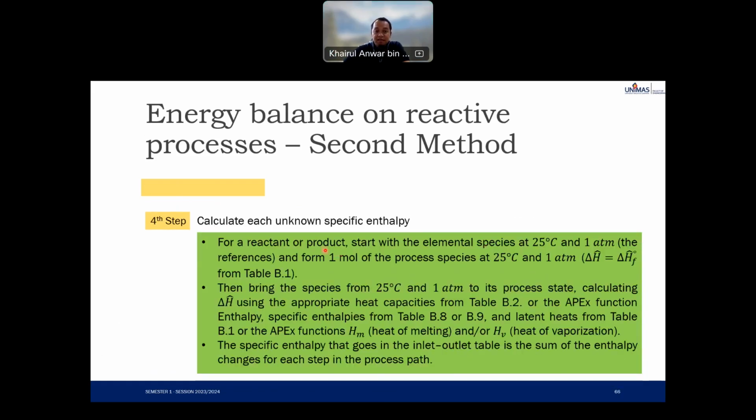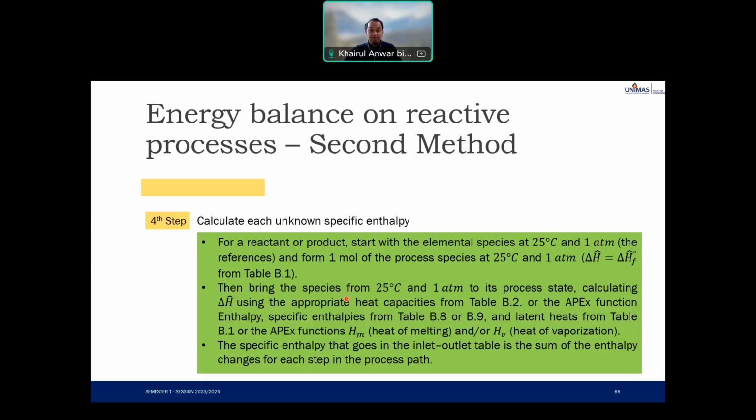All right, for the reaction, products start with elemental species at 25 degrees C and 1 atm. The reference and form 1 mole of the species at 25 degrees C and 1 atm. Delta H equals delta HF from table B1. So delta H equal to delta HF, table B1. Table B1, delta HF is the second last column. Second last column.